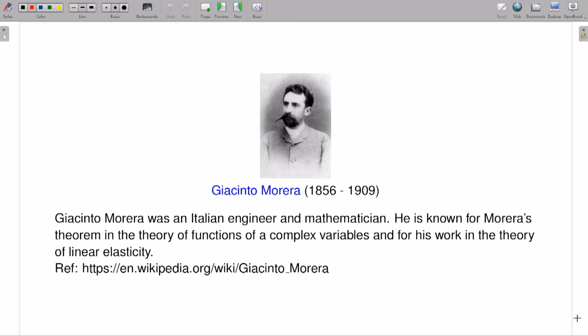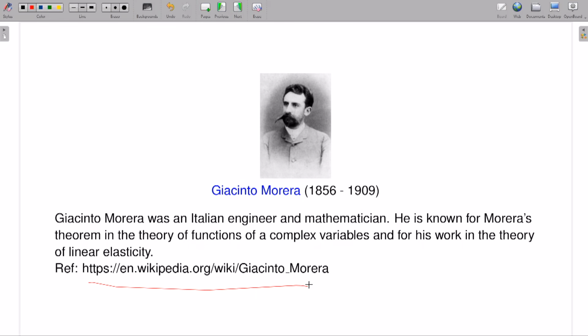So now I come back to the last nice theorem, which is called Morera's theorem. This is another beautiful theorem in complex analysis. Again, this is the Wikipedia page, where you can find more information about the mathematician Morera. He was an Italian engineer and mathematician who worked on Morera's theorem and the theory of functions of a complex variable, and he also worked in the theory of what is called linear elasticity. Okay, so what does that theorem say?